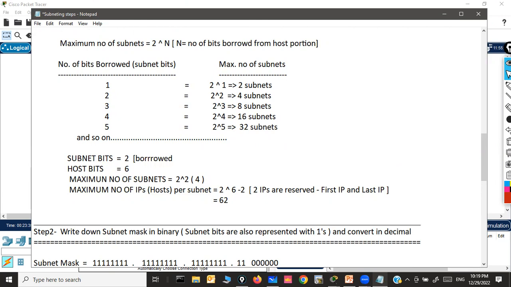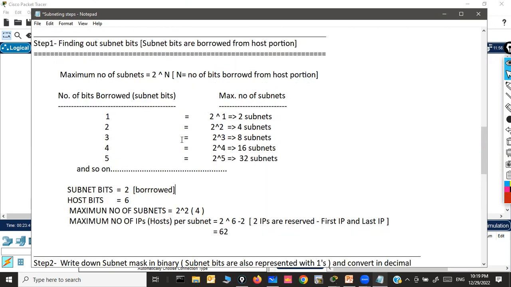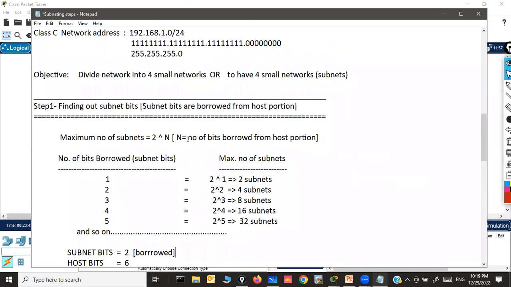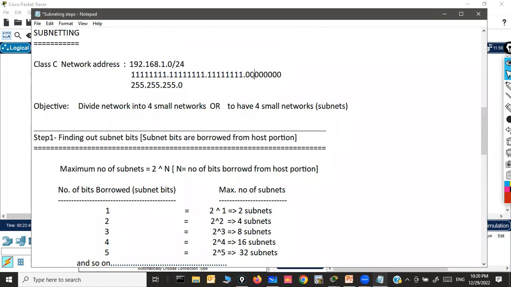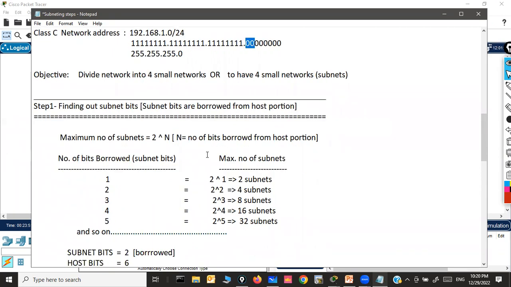My question is, when we borrow a bit, we can find the hosts and subnets in each network. And what if we don't have anything to borrow, like when they are all zeros? If we don't have anything to borrow, how can we break it down?